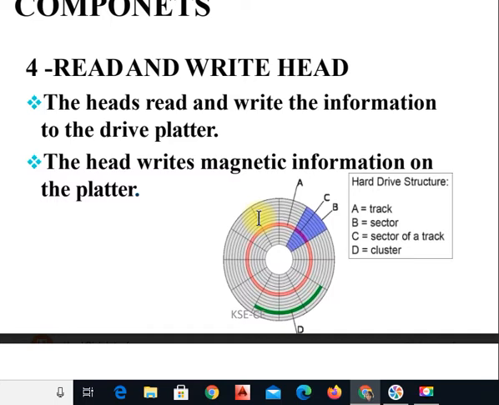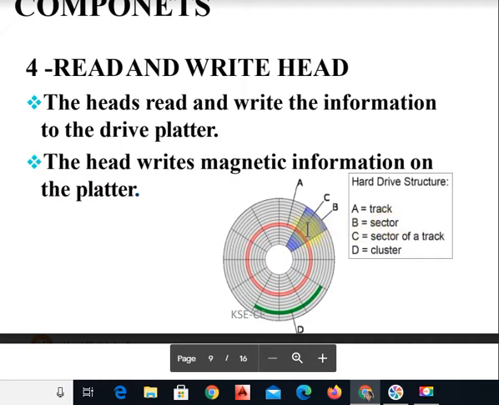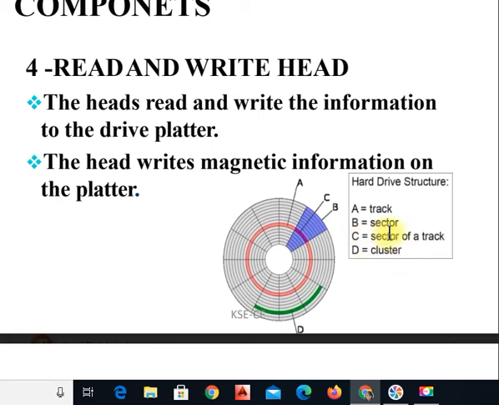Then these multiple tracks, this circular motion, is called a track, and each track is divided into particular portions, so that is called a sector. Okay.